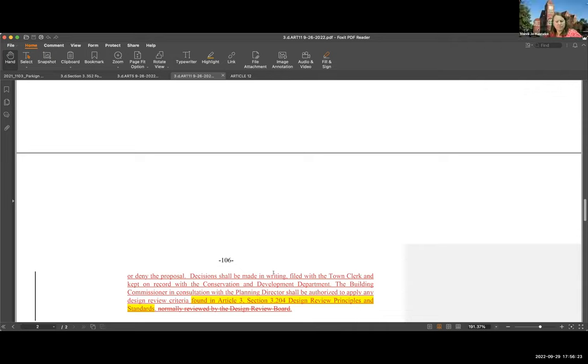Pam. On that last, also on that same paragraph, I like the fact that the person is going to consult with the planning director. I think that's a good thing, and it's good to put it in writing. I also would like to apply any design review criteria found, and include in the record. So I would like to require that those design guidelines that were considered and applied be noted as part of that, I'll say, the congressional record for that permit.